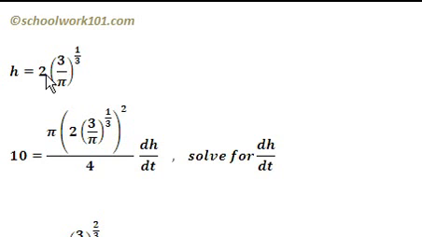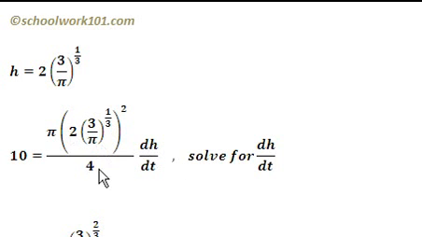Now that we know what h is, we're going to take this h, which is all this stuff right here, and plug it in to our formula up there. Now we need to simplify this down as much as we can, and solve for dh over dt. Now remember what this was right here. This was dV over dt, which happens to be 10.